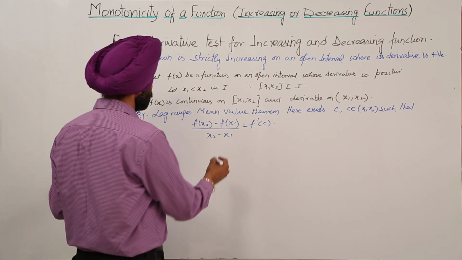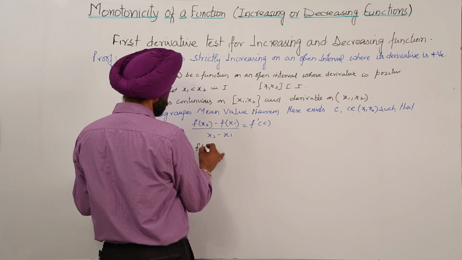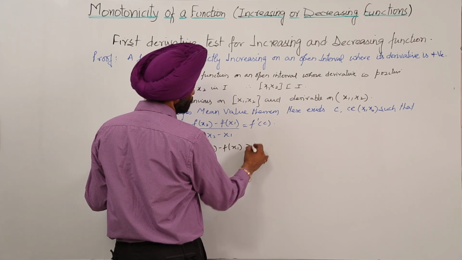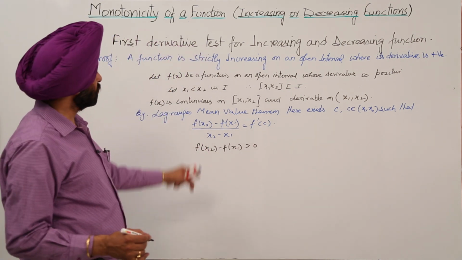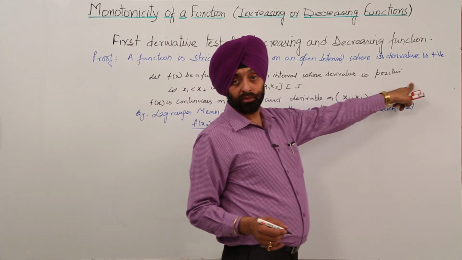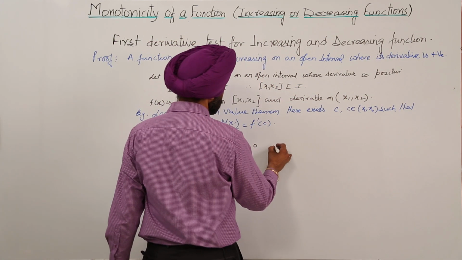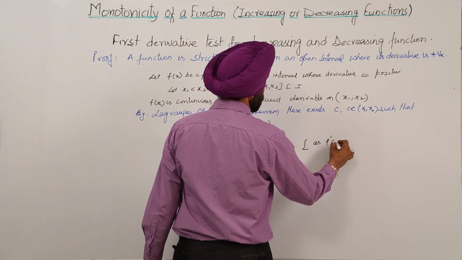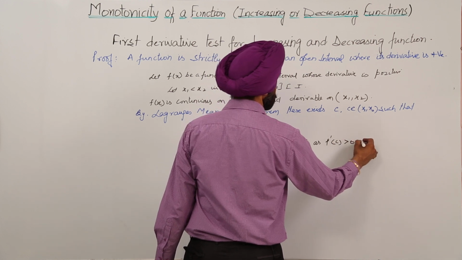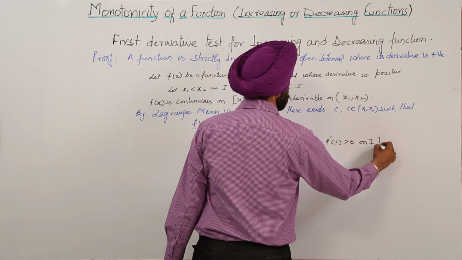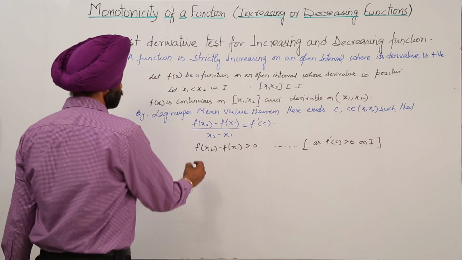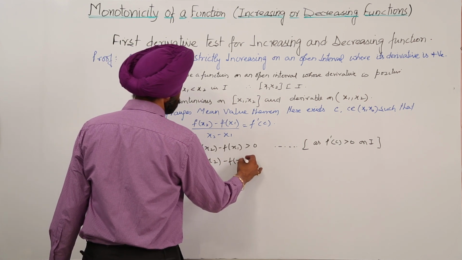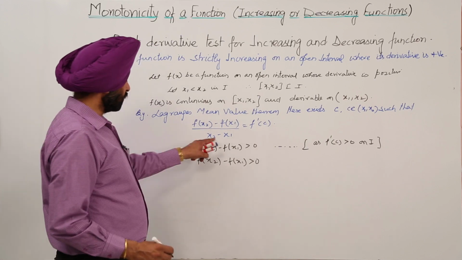Now for this part, f(x2) minus f(x1) is greater than 0. Now why is it greater than 0? Because whose derivative is positive. Okay, so we can write it here as f derivative c is greater than 0 on the open interval I. Okay, so also we can write f(x2) minus f(x1) is greater than 0 now for these parts.